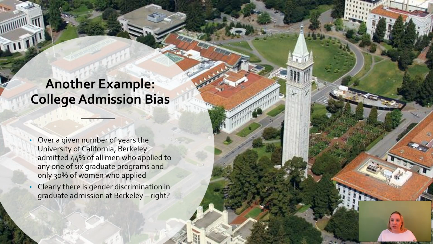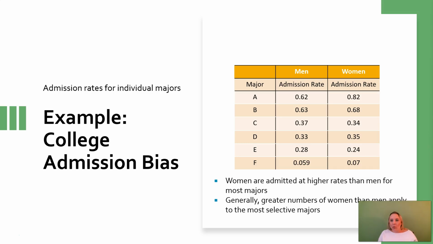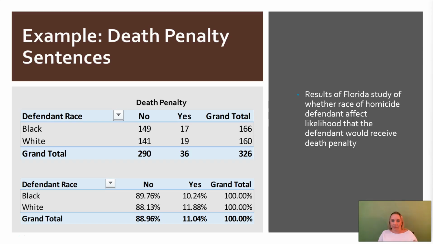So let's look at the admission data for our individual majors. Here we have majors A through F. Let's look at how many male applicants were admitted versus female applicants. One of the things that we can see is that women are being admitted at higher rates than men for many of these majors. But generally, we see a greater number of women applying to the more selective majors compared to men. So when you're looking at this, you also have to think about the behaviors of the subjects that you're looking at and what's common for the different types of subjects that you're including in your study.